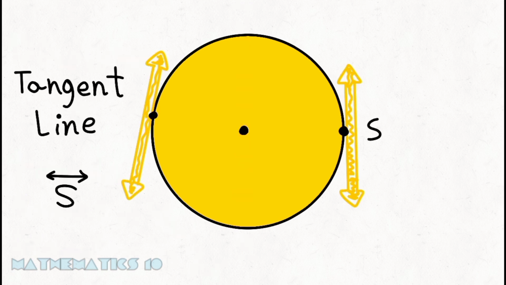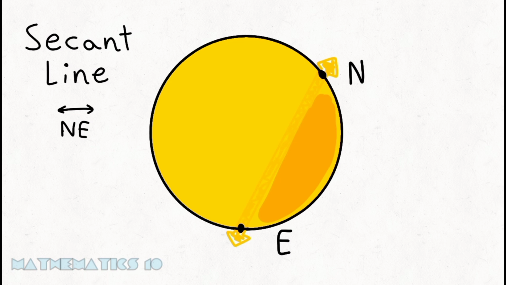Tangent line is a line, segment or ray that intersects a circle at exactly one point. Point of tangency is where the tangent intersects the circle. Secant line is a line, segment or ray that intersects a circle at exactly 2 points.